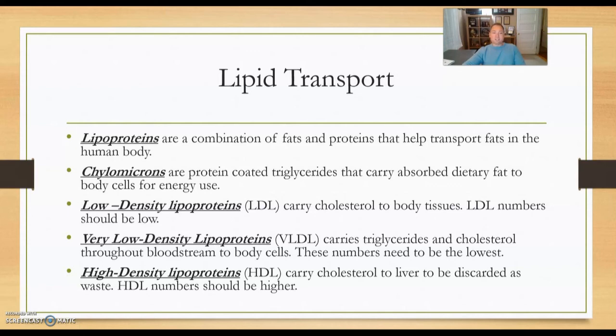Then you have HDLs, high-density lipoproteins. These carry cholesterol to the liver, and once at the liver, it is discarded as waste. We want our HDL numbers to be higher. We still don't want too much fat, but we want our HDLs to be higher than the LDLs and the VLDLs.